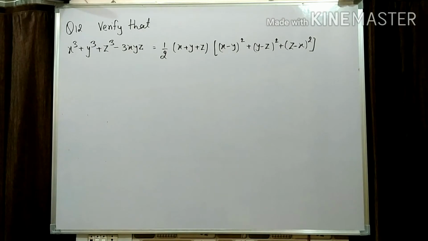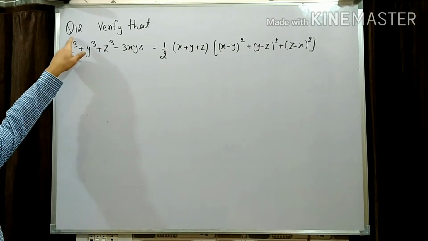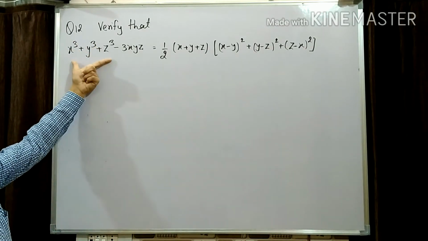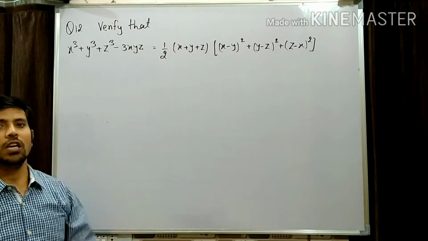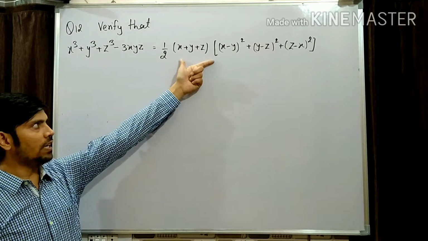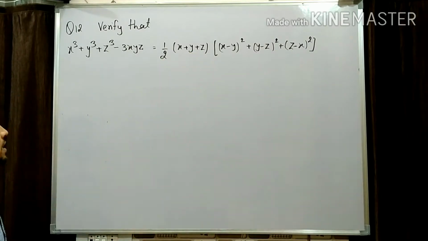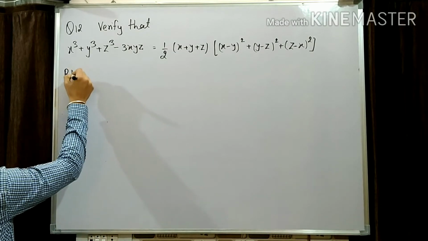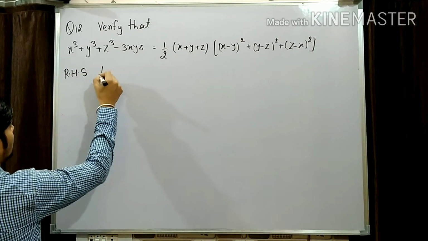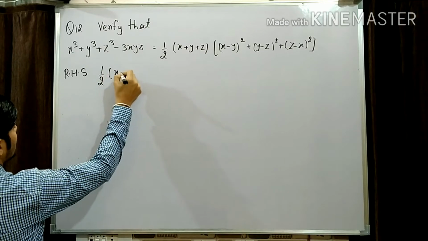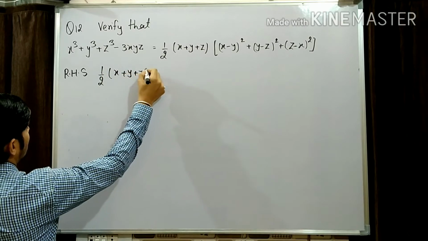Now see the next question, question number 12, and we have to verify that the left hand side and right hand side are equal. Now what will we do? Again we will take the right hand side here, and on solving this, we have to check whether we get the left hand side or not.